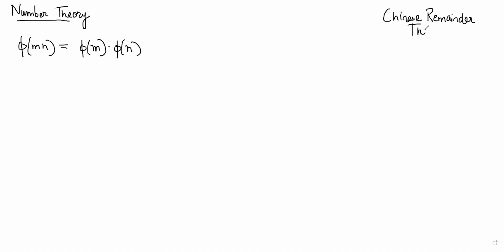So today I want to cover two things. First, the proof that Euler's phi function is multiplicative, and then the Chinese remainder theorem. That will be the major part of the class. But before that, we'll do this proof.